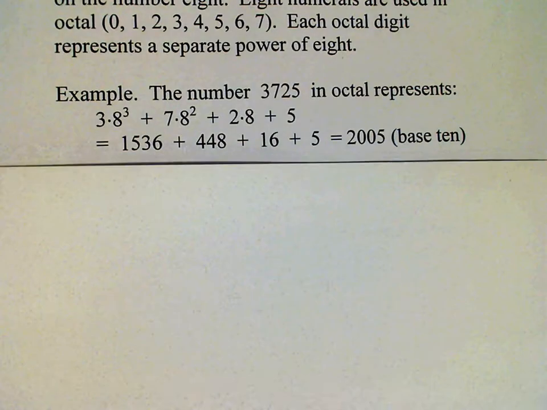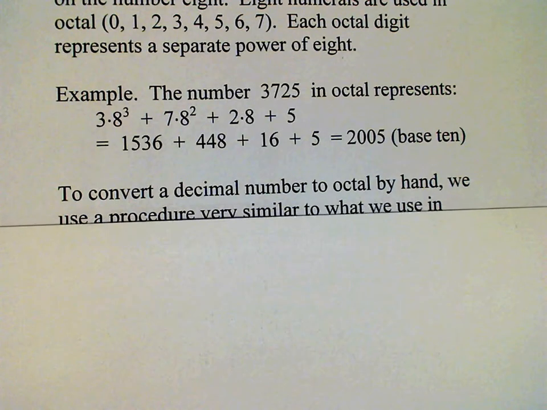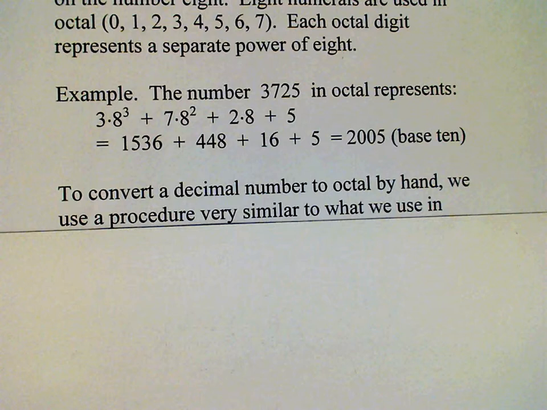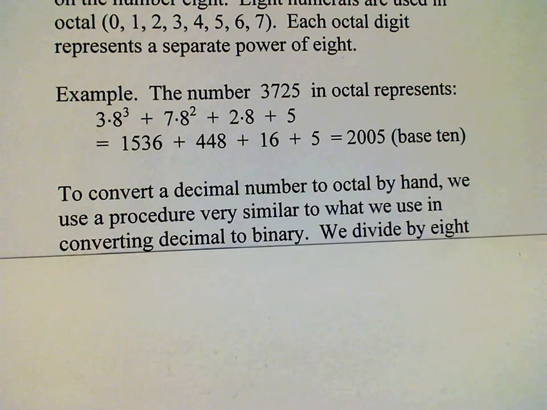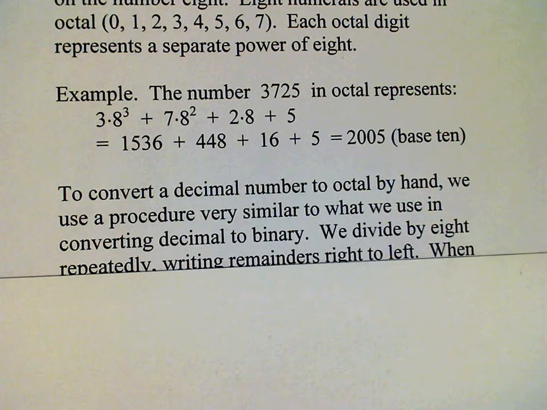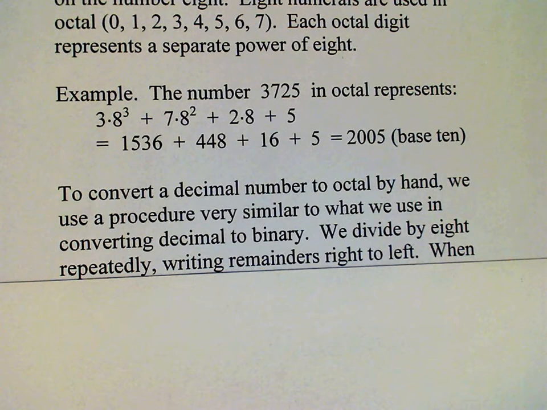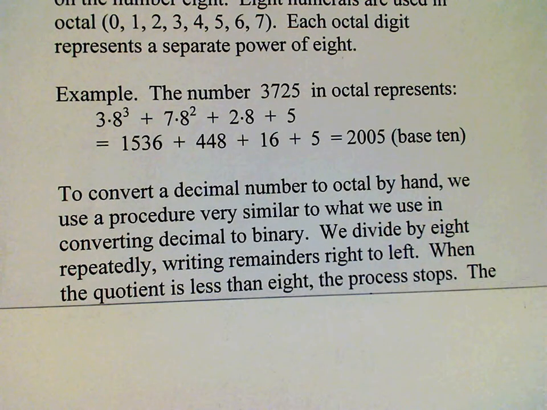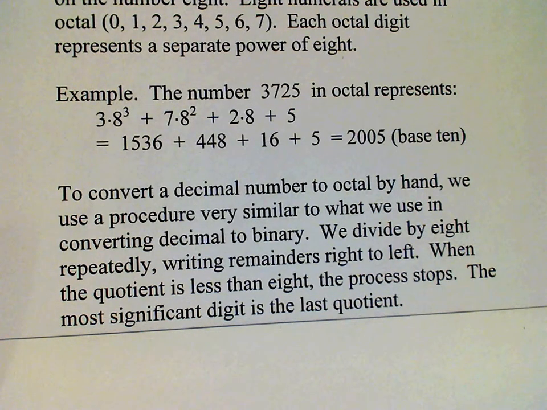Now if we want to go back the other way and convert a decimal number to octal, then we need to apply a procedure which is similar to what we did in converting decimal to binary. Namely, we need to divide repeatedly, but this time we're going to divide by 8. And again, we write the remainders right to left, and the last quotient that we get will be the most significant digit.